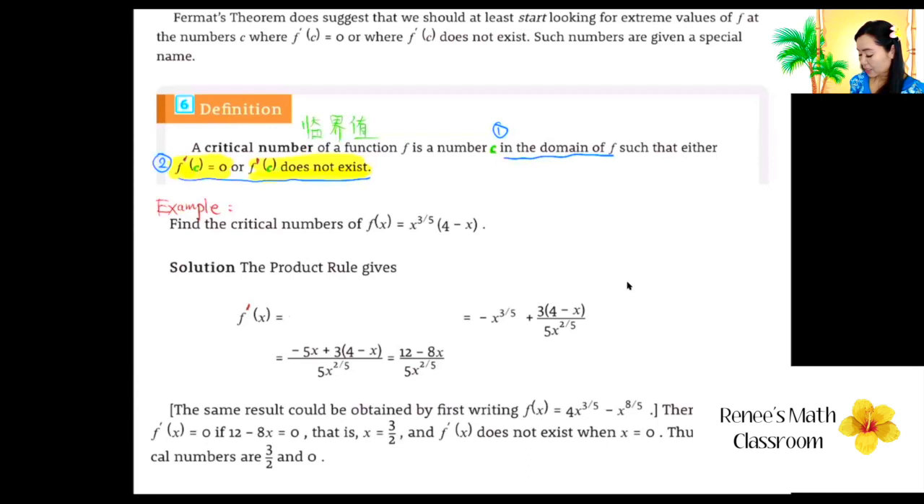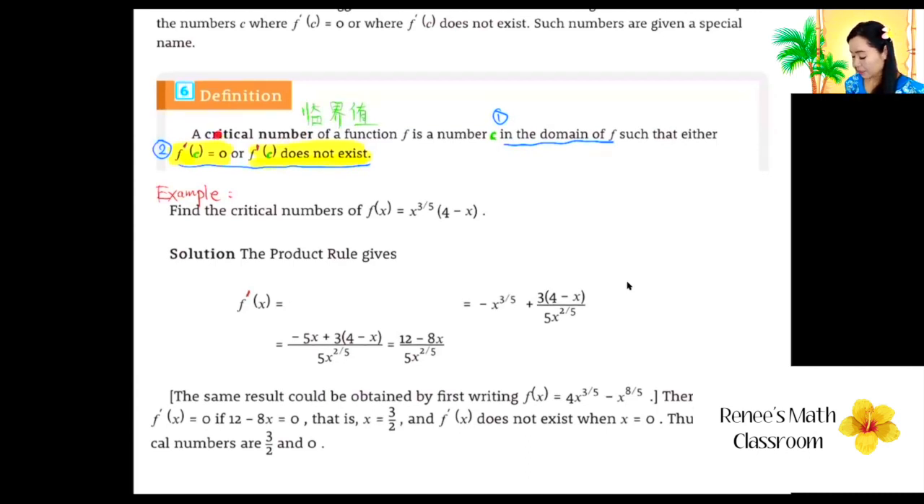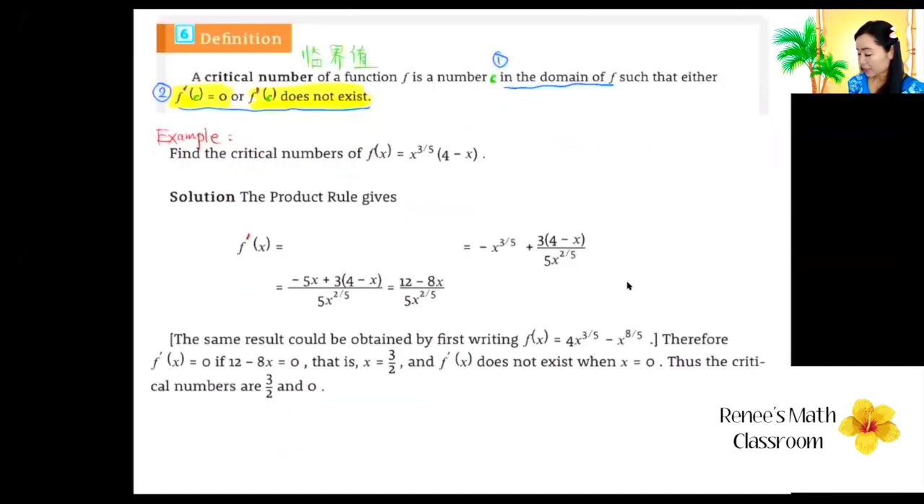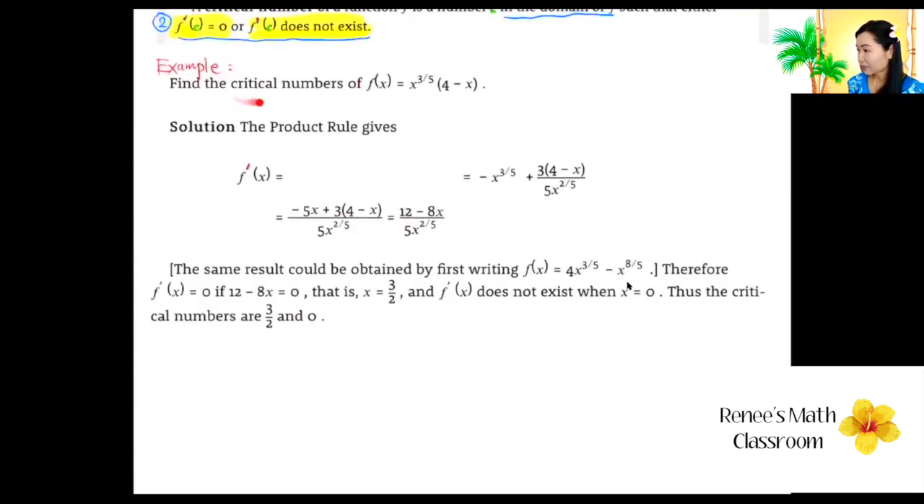Okay. So to be a critical number of the function, that number c has two conditions. Number one, it has to be in the domain. If it's outside the domain, it's not a critical number. Number two, the derivative either equals 0 or does not exist. Okay, let's use this example to illustrate this definition a little bit more. Now let's find the critical number of this function. First, I want you to find the domain for this function.